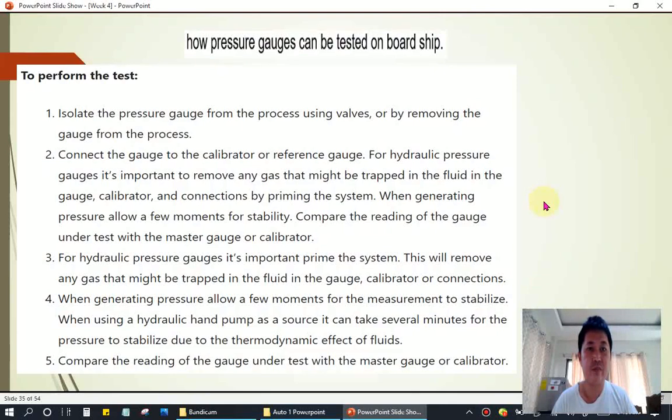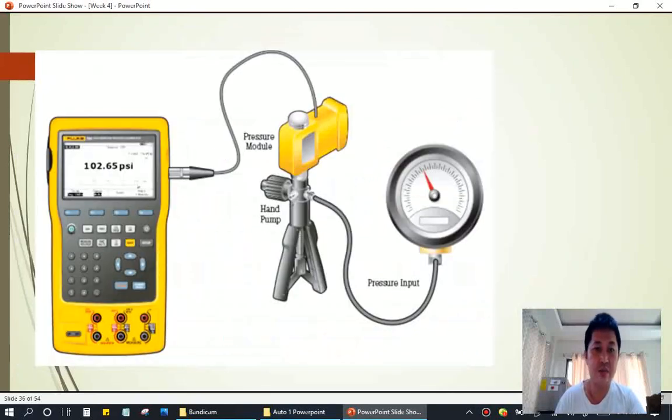Next, we also have, as part of the topic for this week, how pressure gauges can be tested on board ship. So I will not read all of this procedure, but rather explain the procedure to you.